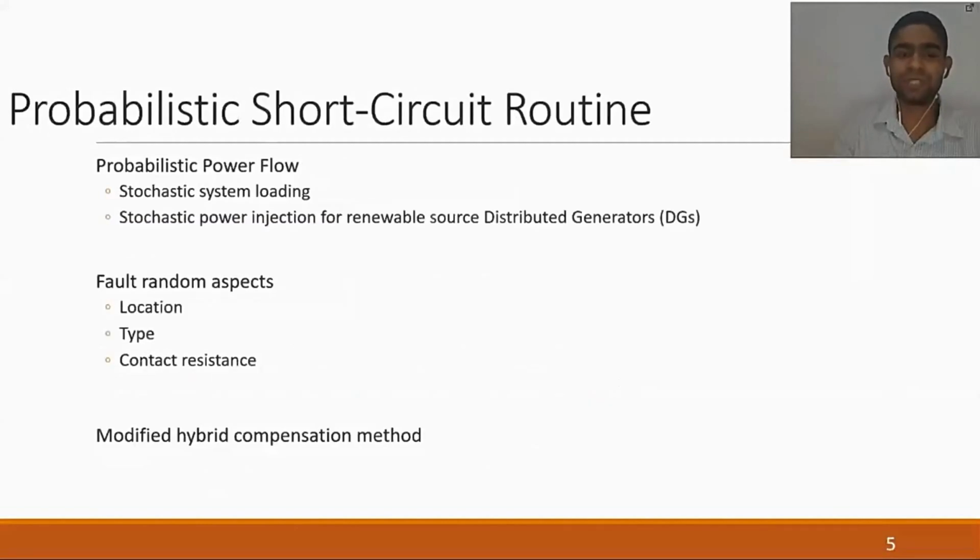About the probabilistic routine, we have 5 stochastic variables: the system loading, the power injection for renewable DGs, the fault location, the fault type, and the contact resistance of a fault. And every one of those variables is handled by a Monte Carlo simulation. And once we have all those variables, we can calculate the magnitude of the short circuit currents.